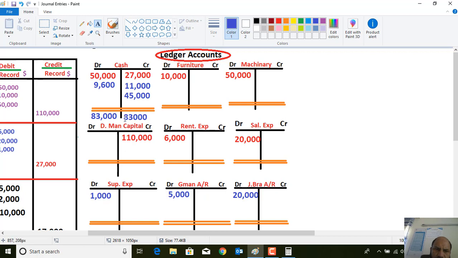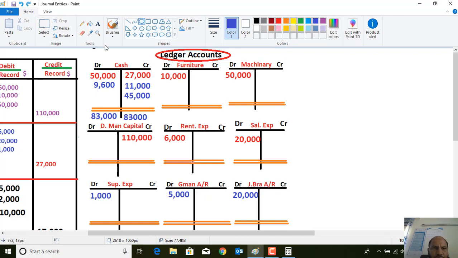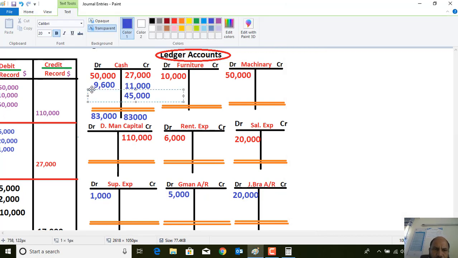Now what is our job? This side is equal to 83,000, but the amount which is available over here is equal to 59,600. So what we will do? We will find the difference between credit side and debit side. So 83,000 is the credit record. Now we will deduct the debit side from that. So our debit side is equal to 59,600 rupees. The difference between these two is 23,400. We need 23,400 rupees over here as a balance amount.